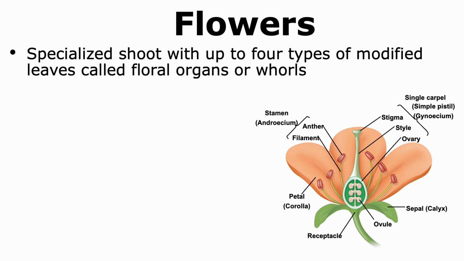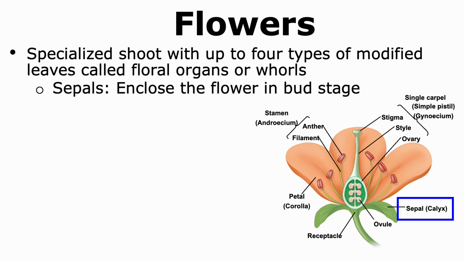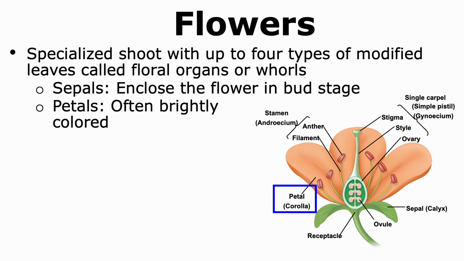All angiosperms produce flowers, which is a specialized shoot that has up to 4 types of modified leaves. These modified leaves are called floral organs or whorls. The outermost whorl is the sepal, which is also called the calyx. It encloses the flower in the bud stage and hence protects all the inner whorls. Inner to the sepals are the petals. The petals are also called the corolla, and sometimes they can be brightly colored and have different shapes depending on the plant.